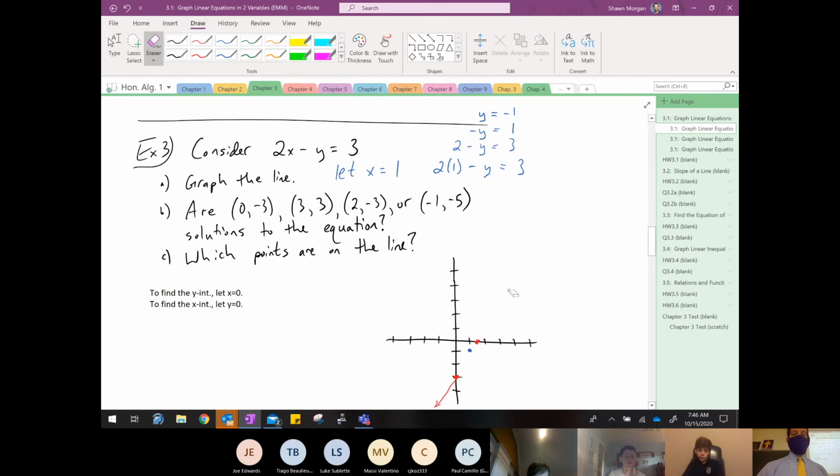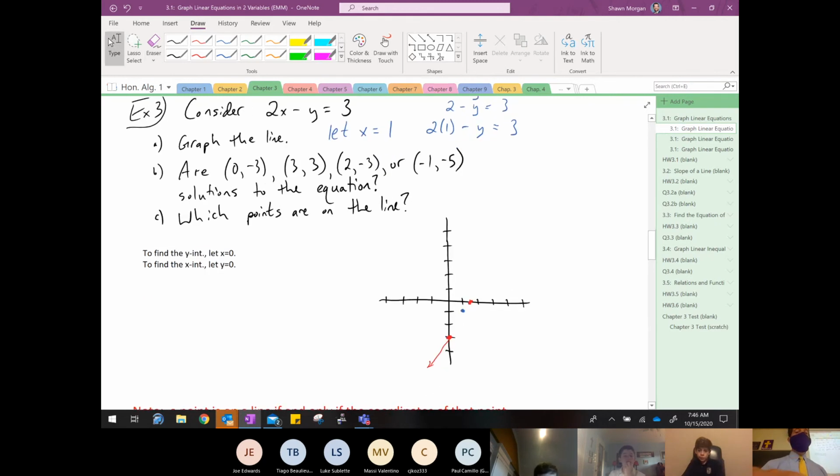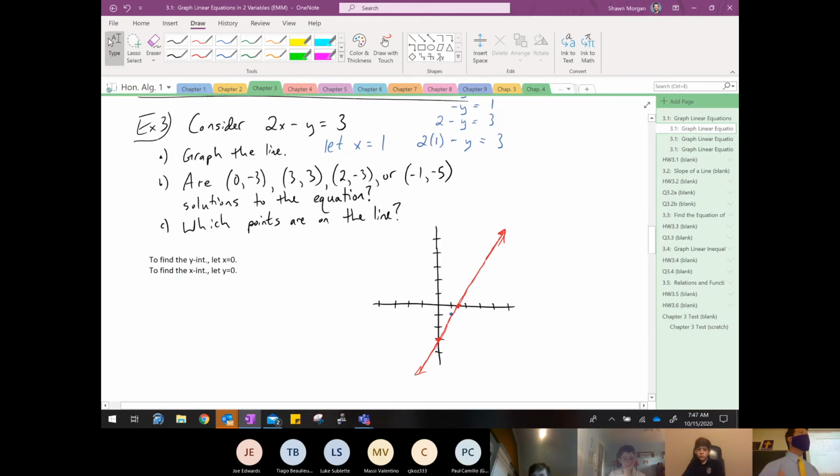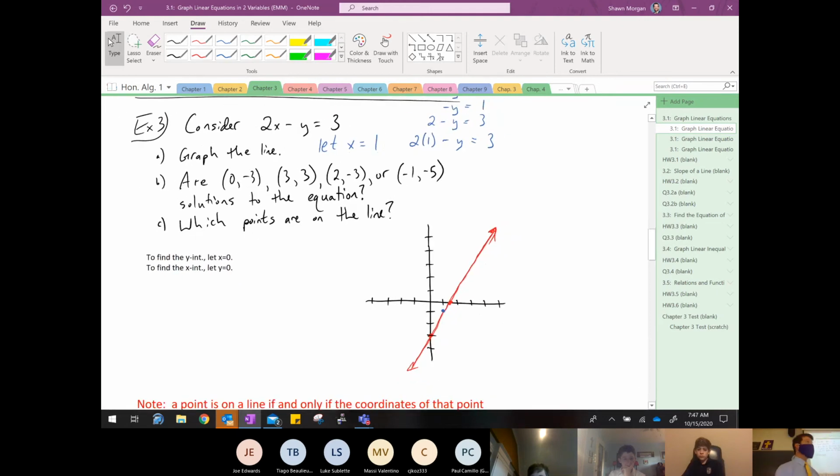So I need to clean my graph up a little bit. What did you notice when I finally put in a third point? My graph looked a little better, or at least it should look a little better. So what that should tell you is that the more points we have on our graph, the better. Can we write that down? The more points that you have on your graph, the better.